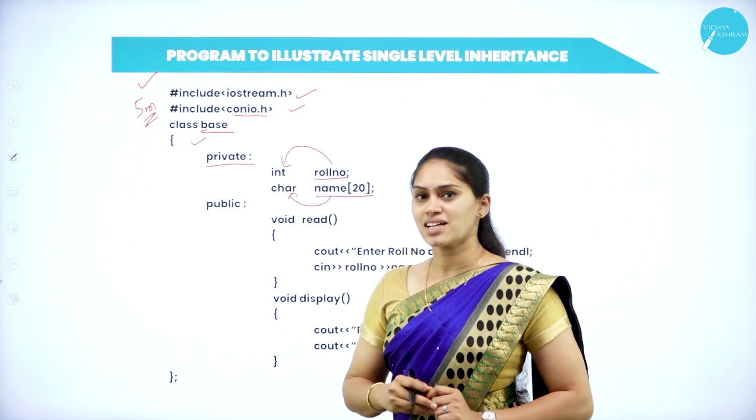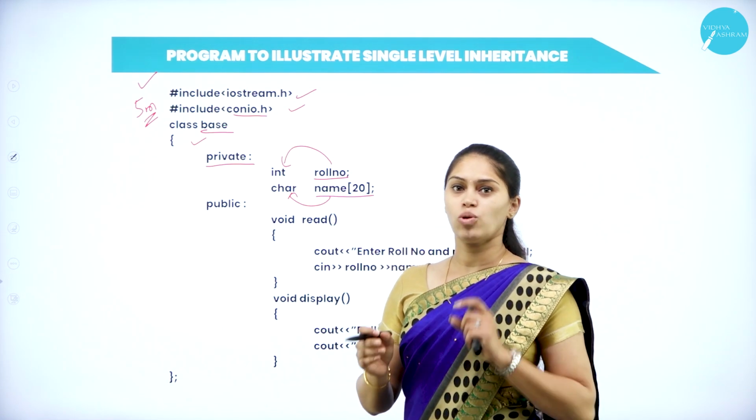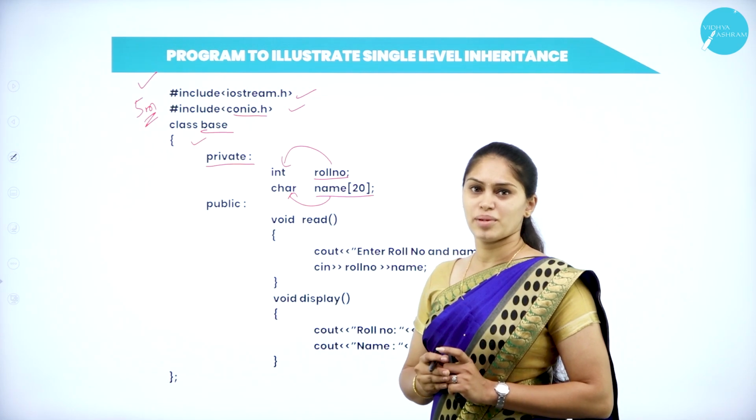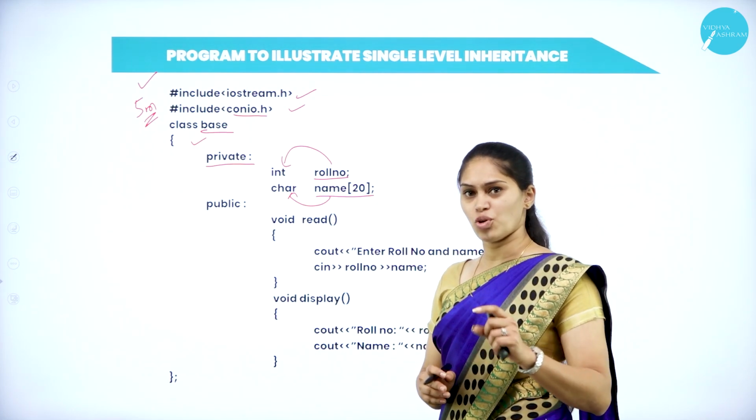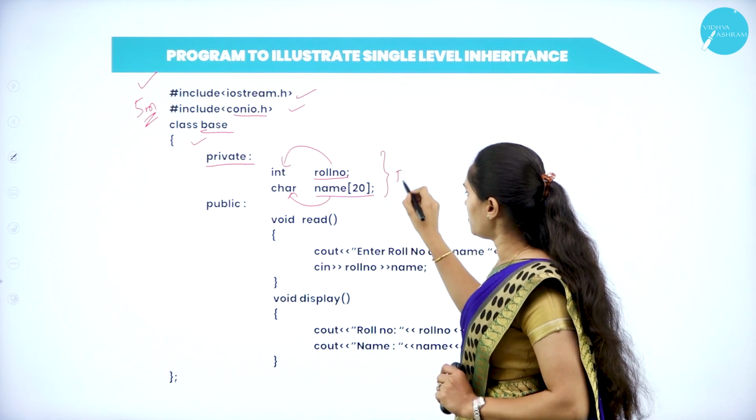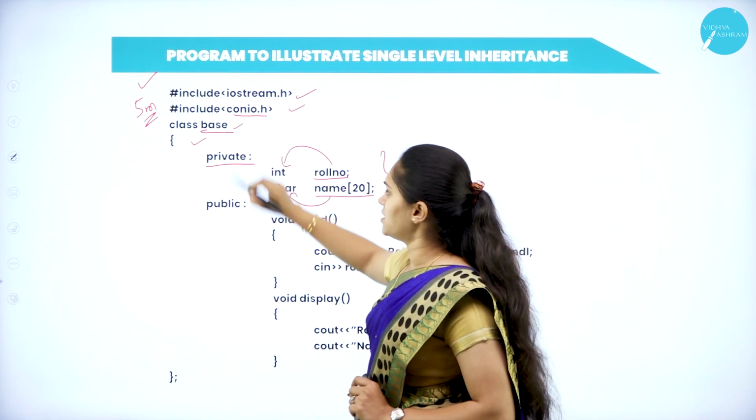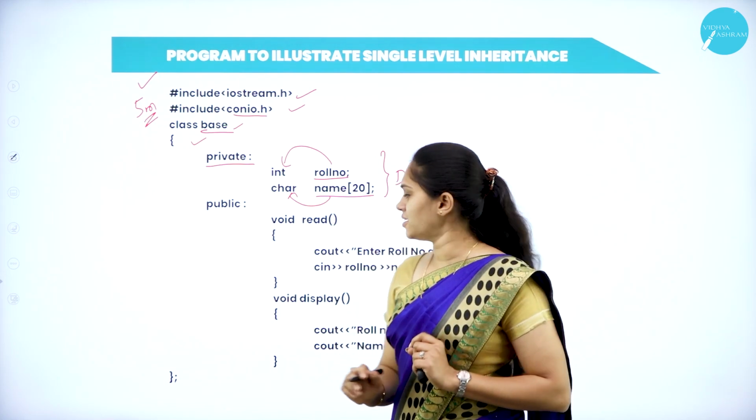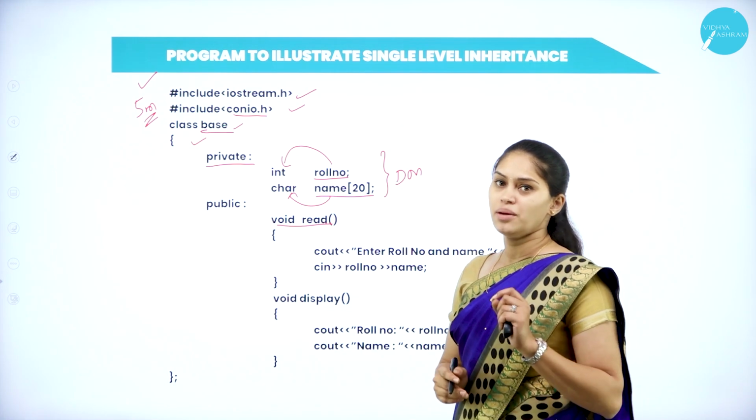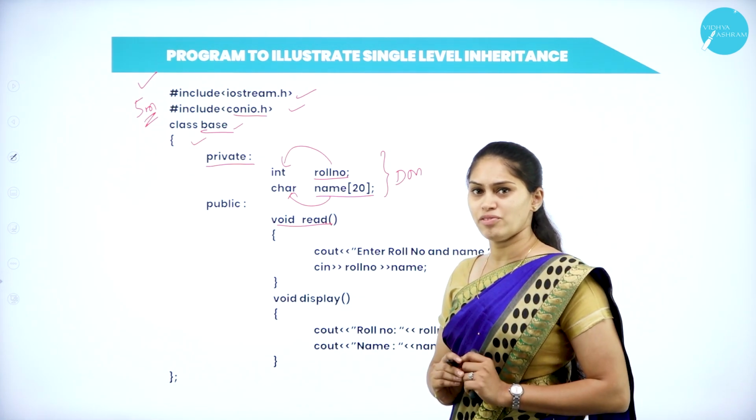So who can access these private data members? Only the members of this class can access the data members which I have declared under the scope of private. Okay, so these are the two data members of the class base. Here I have one more member function.